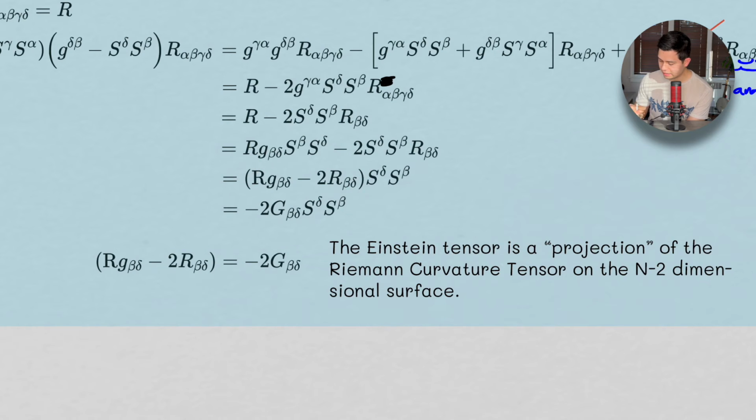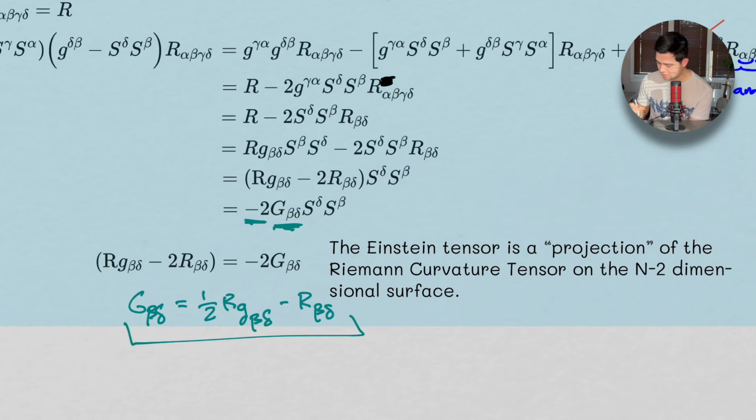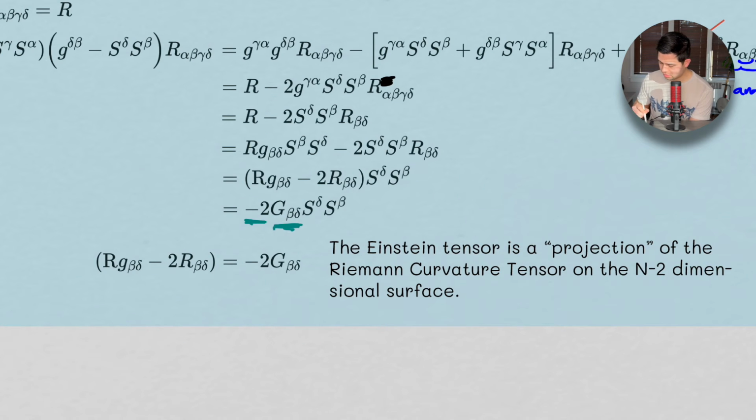and then we're going to define this guy here as the Einstein curvature tensor. So this here is the Einstein curvature tensor. When we put a 2 out here, then G beta delta is going to equal 1/2 R G beta delta minus R beta delta, like this. And this is important. This is going to show up in the Einstein field equations. All right. Let's erase that really quick.